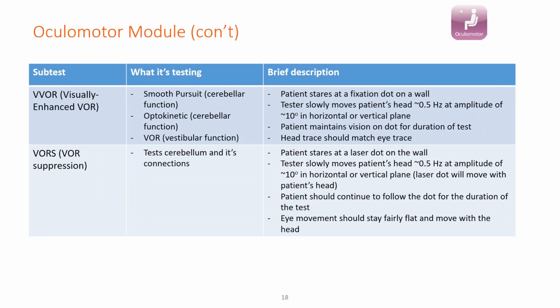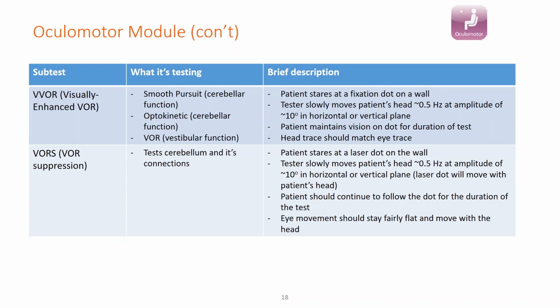And then two tests that I learned about as I came onto Otometrics are VVOR, the Visually Enhanced Vestibulo-Ocular Reflex Test, and the VOR suppression test. So with VVOR, you're going to move the patient's head from side to side while they stare at a fixation dot on the wall. If you think about VHIT, it's a little like VHIT, but at a much slower speed. And at this point, the person should be able to keep their eye trace on top of their head trace, because as you move the head from side to side, the eye should stand still to maintain gaze, and you're going to see that the eyes are actually moving in order to keep the eyes to the center.